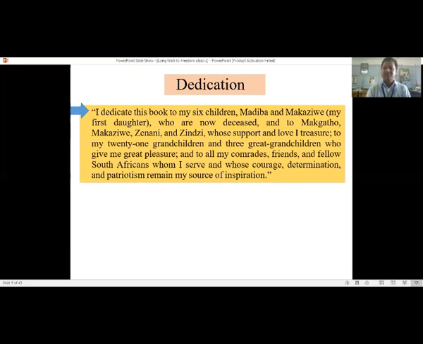So this is the dedication of the book Long Walk to Freedom. Nelson Mandela dedicated his book to these beloved persons who actually always encouraged him, who helped him to continue his struggle in life.